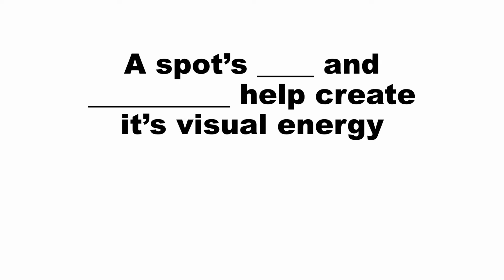So we talked a lot about spot and line. The first thing we have is: a spot's blank and blank help create its visual energy. Now, when you think about this, remember, you want to know that its size and its position help create that visual energy.